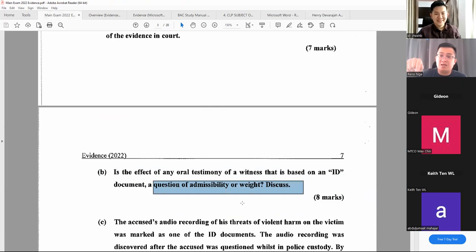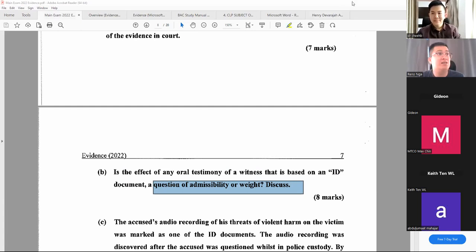Now, unlike the question just now, one of the students asked me about the handwriting, ma. She said, if a handwriting by expert and then two conflicting, then should it be admissibility or weight? So in that case, my answer to you is weight, because when two are conflicting, both we admit.